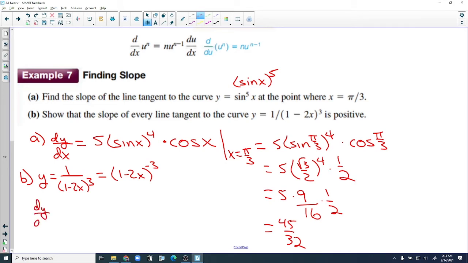So dy dx is equal to negative 3, 1 minus 2x to the negative 4. There's the power rule. Multiply by negative 3, reduce the power by 1, and then multiply by negative 2.